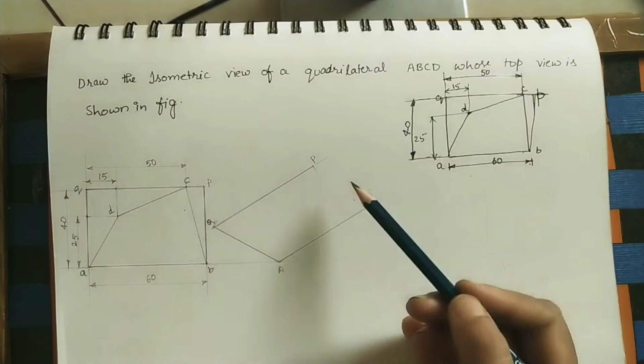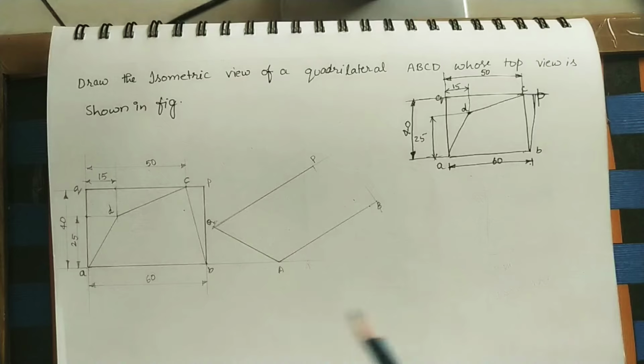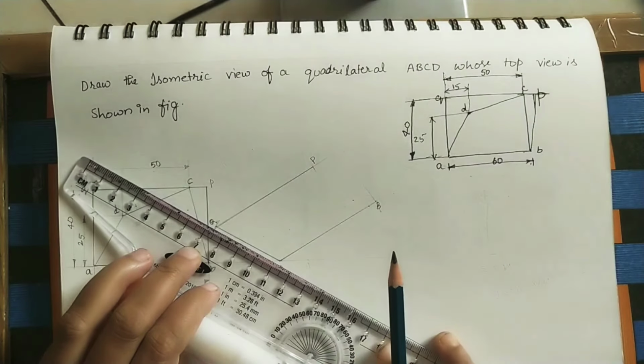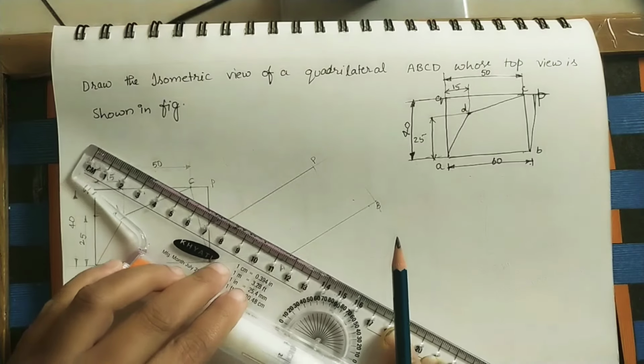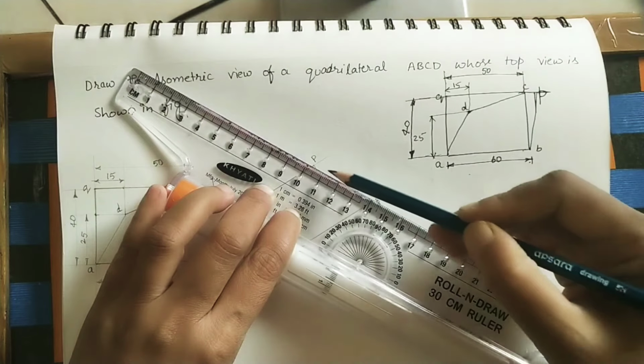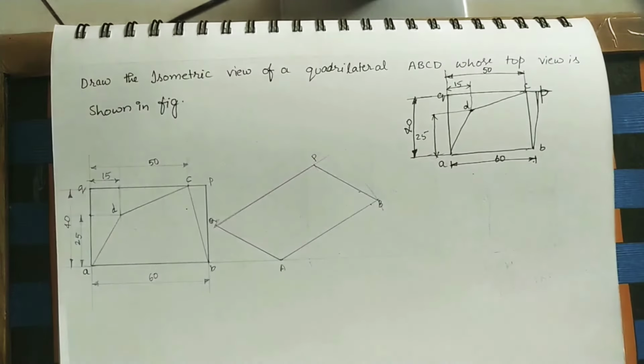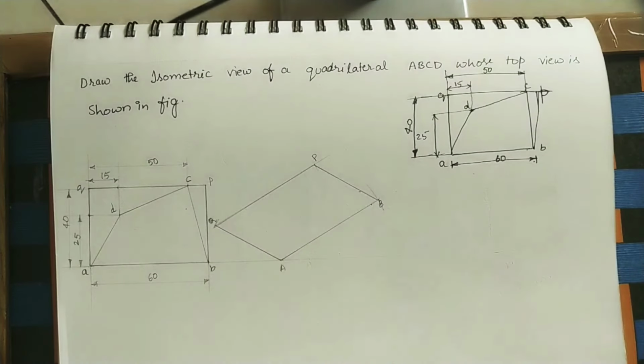Join B and P. This line is parallel to this line. Let us check whether both are coming at the same line or not. So keep the scale here and move the scale. Here we got both points on the same inclined line. This is the rectangle in the isometric view.